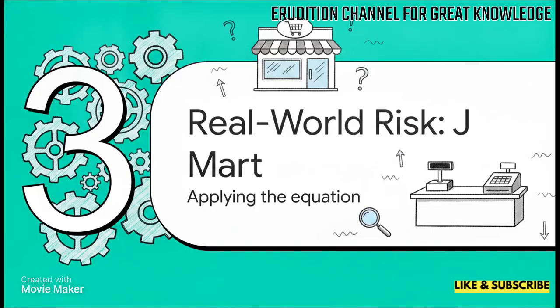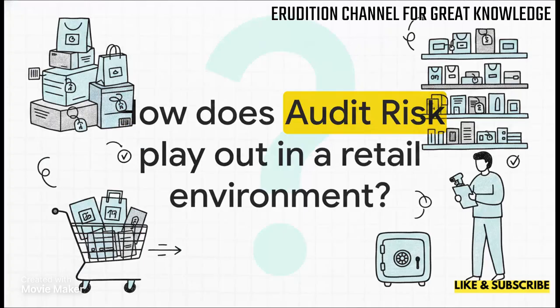Let's take all this theory into the real world. Section 3, Real World Risk with J-Mart. Imagine J-Mart Ltd. They are a massive multi-brand retailer operating in tons of locations nationwide, selling thousands of categories of products. To manage all this chaos, every product has a price tag with a barcode, plus a security tag that only gets removed at billing. On top of that, the auditor physically verifies inventory records on a fortnightly basis.